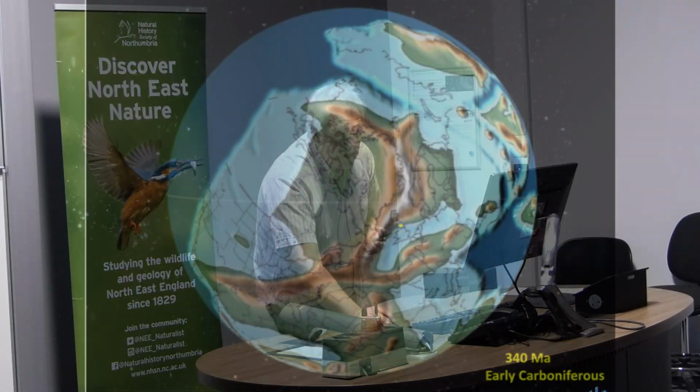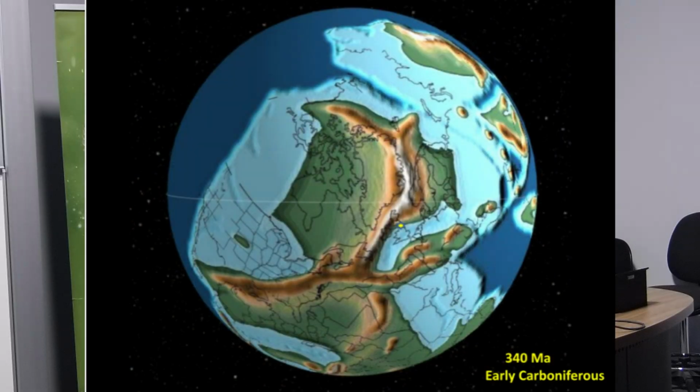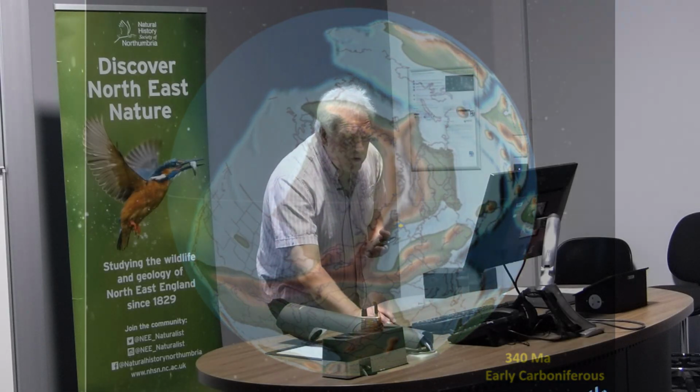Move on, early Carboniferous, so this is just a little bit before the age of the rocks we're looking at in Ouseburn. And this is where Newcastle is, and we're right on the edge of this basin. And these mountains, huge mountains, these mountain ranges were absolutely enormous.